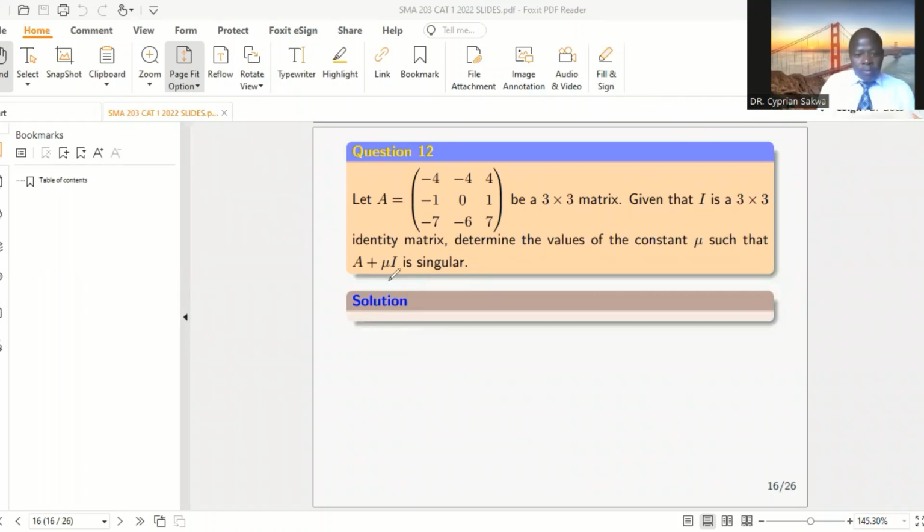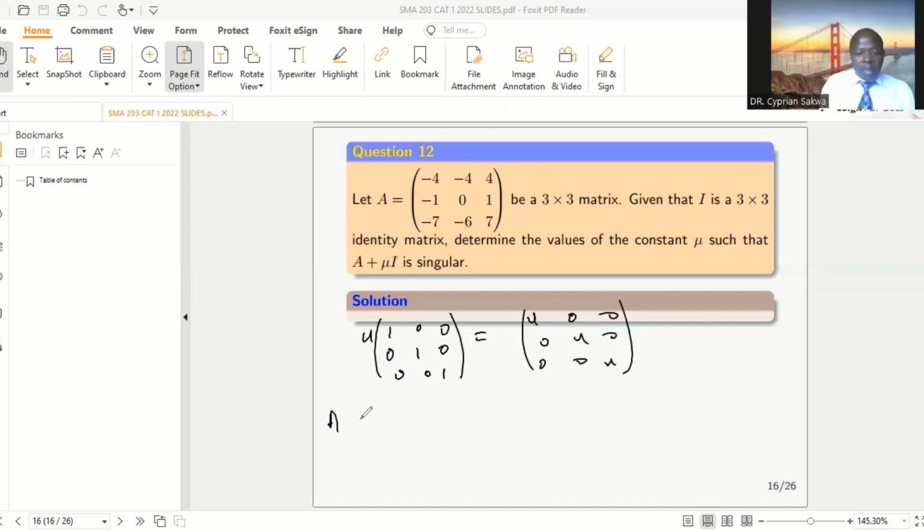So what is mu I? Mu I is just mu times the identity matrix. This is supposed to be 0, 1, 0, 0, 1, 0, 0, 0, 1. So when you multiply that, what you get will be mu, 0, 0, 0, mu, 0, 0, 0, mu. So what about if you add this to A?